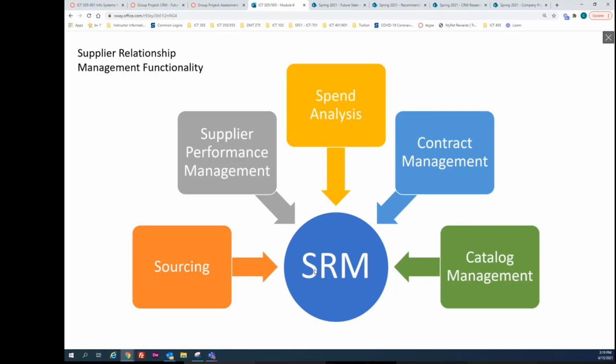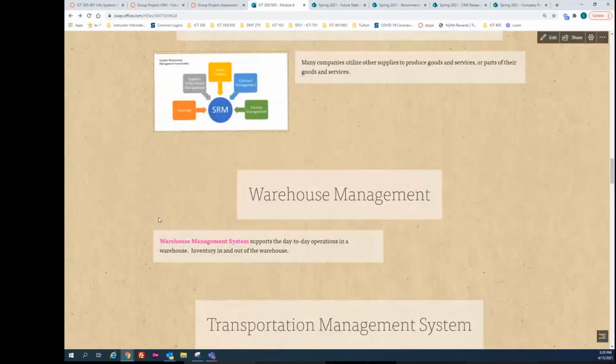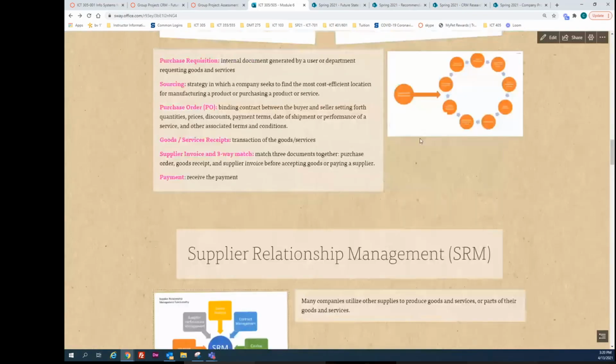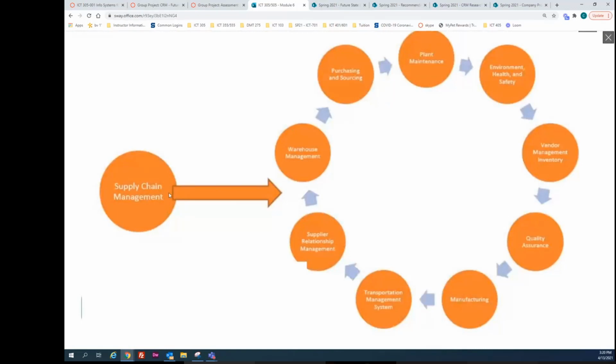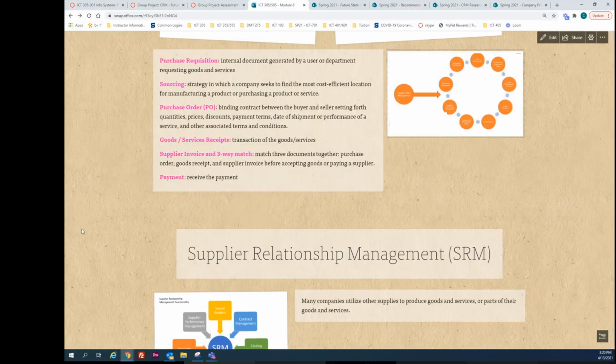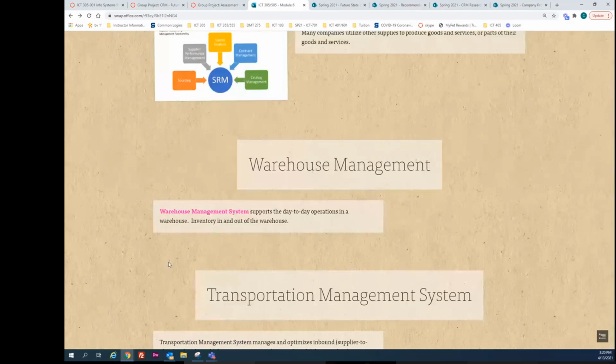Okay, and this is one piece of the puzzle, right? For supplier relationship management, but you have to make sure that you're doing this for every single one of your suppliers. So this is a job all in itself, usually a department that's looking at your suppliers. You also have warehouse management. Again, warehouse management is one small piece of the supply chain management, which is one small piece of your enterprise resource planning tool.